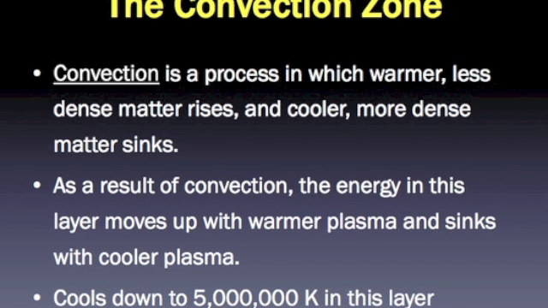Once we look at what convection is, you're going to understand why it's named this. Convection is a process in which warmer, less dense matter rises and cooler, more dense matter sinks. If you think about your house in the winter when you have the heat on, when you go upstairs, it's going to be warmer than it is downstairs. That's because the hot air rises in the house and the cool air sinks. In the same manner, the plasma within the convection zone carries the energy up when it's warmer and less dense, and makes the energy sink when it's cooler and more dense. Again, this layer is cooler than the one before, so as we move from the core out of the interior, it's going to be about 5 million Kelvin in this layer.